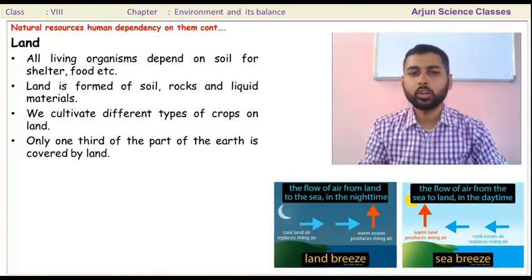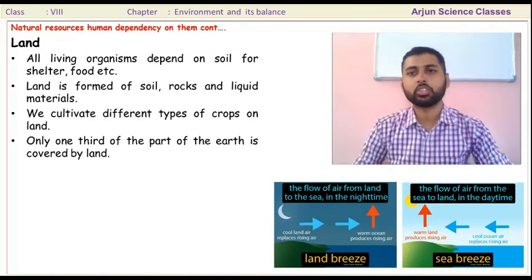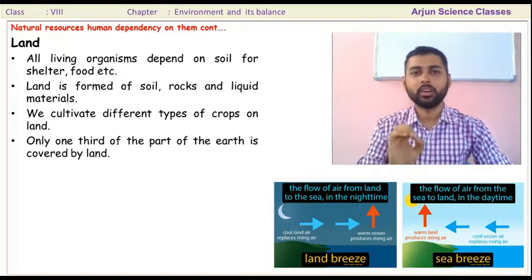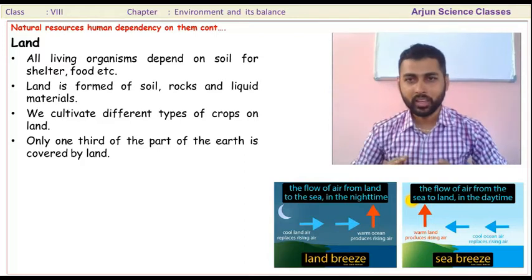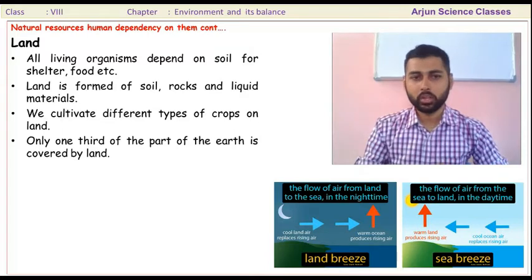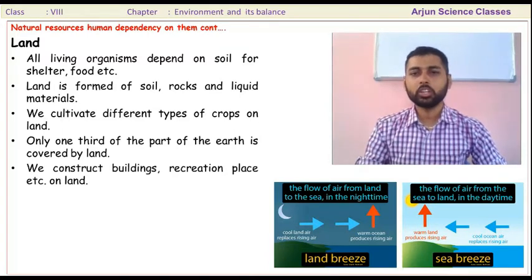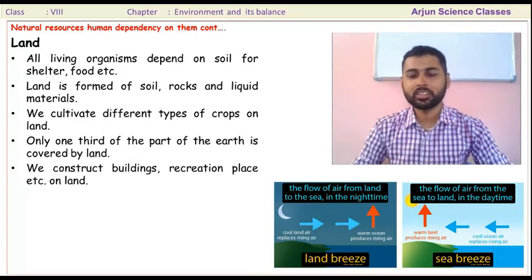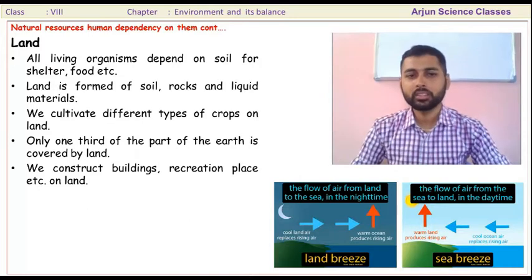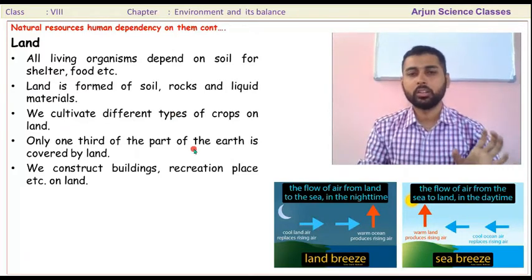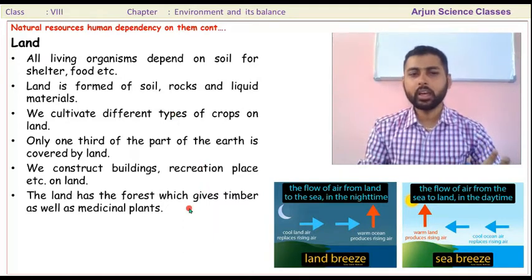So only one-third of the earth is covered by land and the remaining part of the earth is covered by water. And we construct various types of buildings, houses, recreational places, swimming places, and other types of recreational places on the land. So human beings also depend on the land.